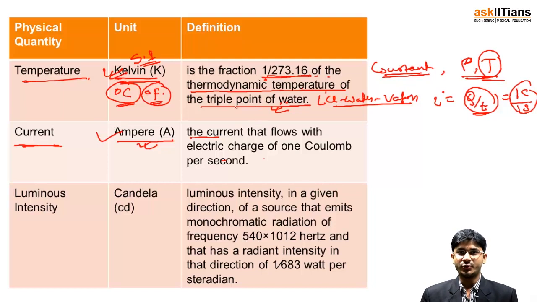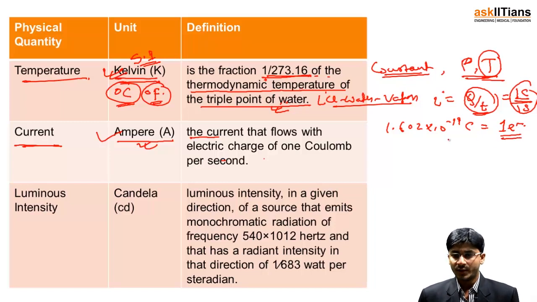Now the charge on the electron, we know that is a constant. From there we can get the coulomb. We know 1.602 into 10 to the power minus 19 coulomb is the charge on one electron. So one electron has this much charge, and from there the coulomb has been defined.